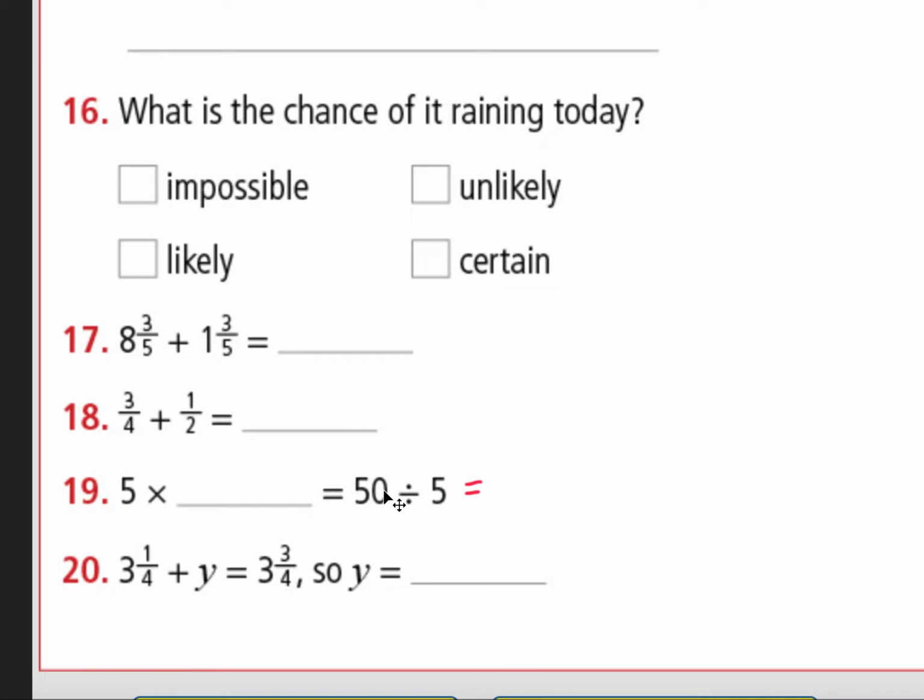And then the last one, 3/4 plus y is equal to 3 3/4. So the 3 and the 3 are the same here, so we needn't even worry about those. We just need to ask, what are we adding on to 1/4 to get 3/4? And that will tell you what y is.